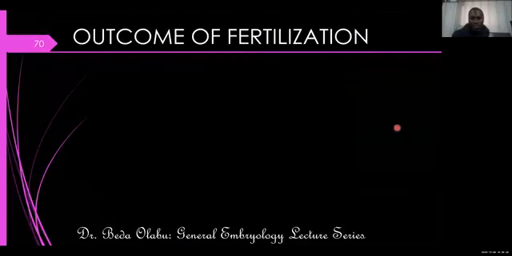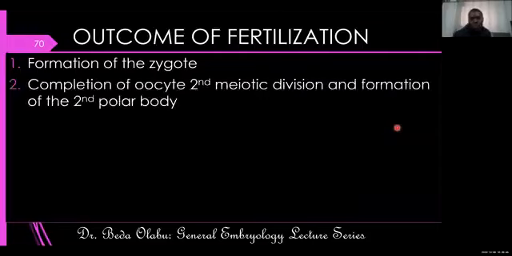What is the outcome of fertilization? What are the results of fertilization? The zygote is a result of fertilization. Unless the sperm enters the oocyte, we can never form the zygote. The other result of fertilization is this.